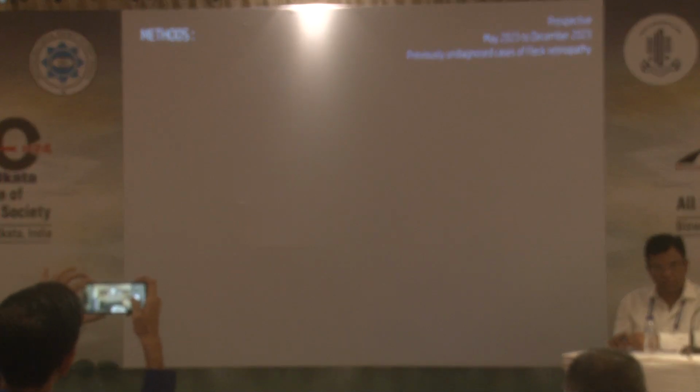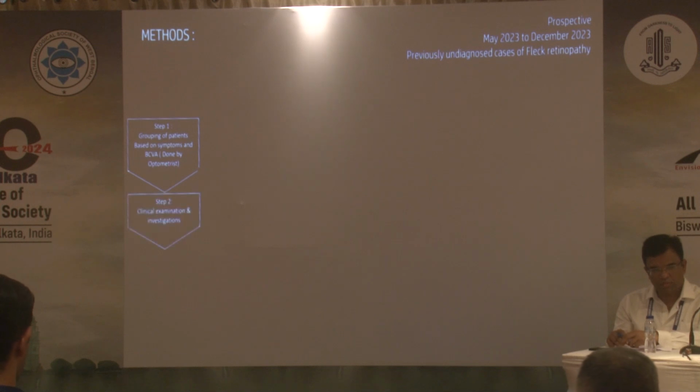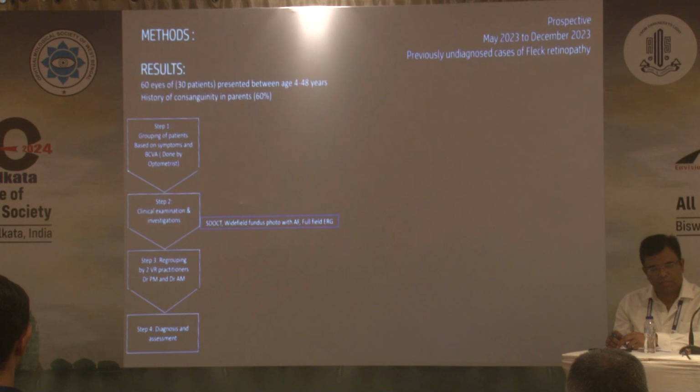So it was a prospective study of previously undiagnosed cases of fleck retinopathy. Step 1 was grouping of the patients based on the symptoms and the best corrected visual acuity. This was done by the optometrist. Step 2 was clinical examination and investigation, which included spectral domain OCT, fundus photography, autofluorescence, and full field ERG. Step 3 was regrouping of the patients by 2 VR practitioners, and step 4 was diagnosis and assessment.